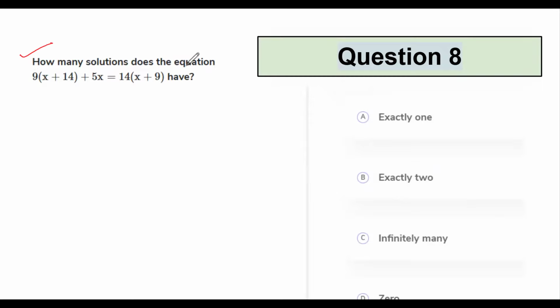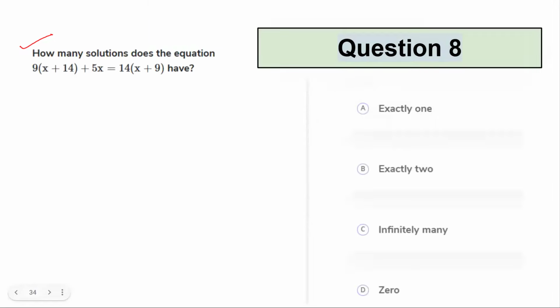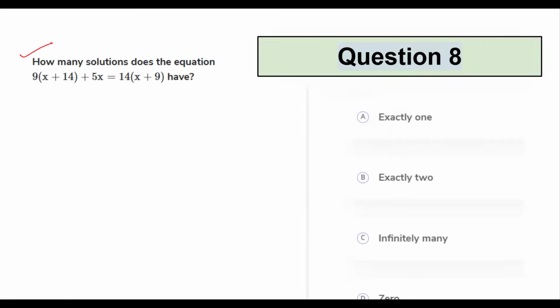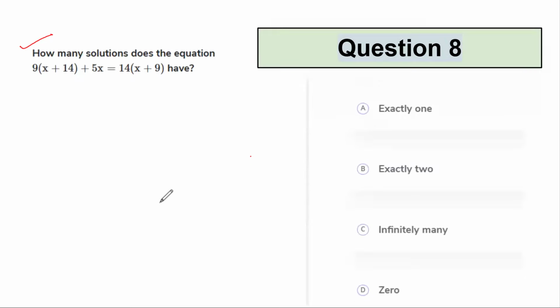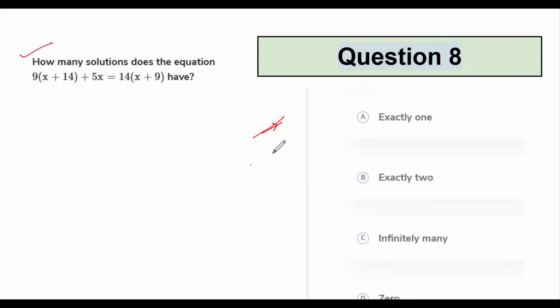How many solutions? That means you need to see if the lines are parallel, if the lines are intersecting, and so on. Okay, if the lines are parallel, there are no solutions. Okay, if the lines are the same, exactly the same line, then there are infinitely many solutions. Also, if the lines are intersecting, then there is one solution only.